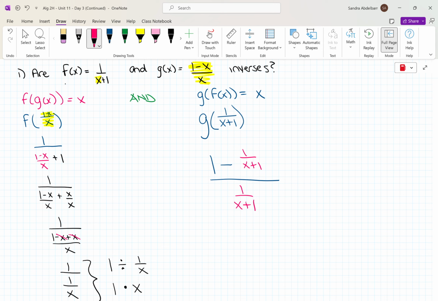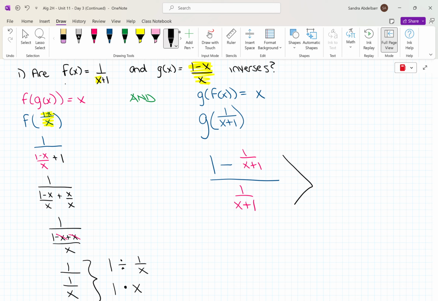Anybody confused with how I did this? How I got those? James, you good? Which part? 1 minus 1 over x plus 1. So when we did g of 1 over x plus 1, we're now going to g of x. Wherever you see an x here, you're now subbing in 1 over x plus 1. So here it was 1 minus x, so instead of that x, I have 1 over x plus 1. And then there was another x in the denominator, so again, that gets 1 over x plus 1.